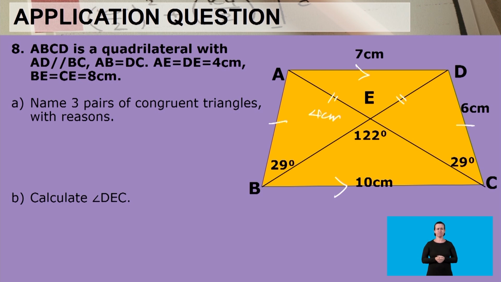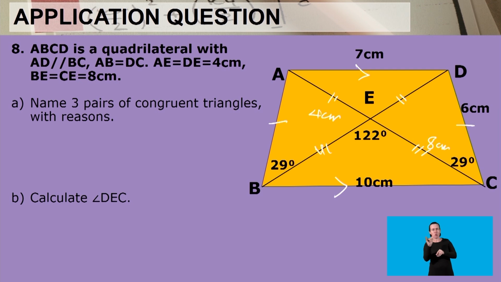And then BE is equal to EC, and they are equal to 8 centimeters. Now, name 3 pairs of congruent triangles with reasons. Which triangles have the same markings that we would see in that diagram?